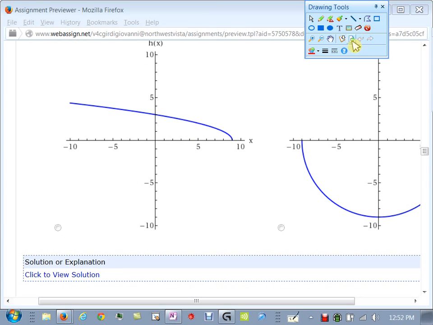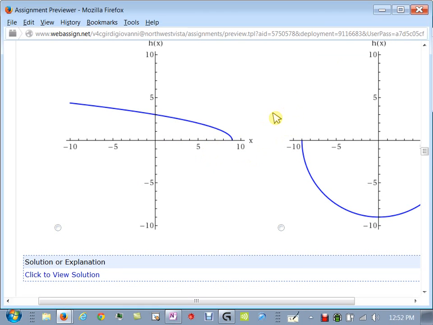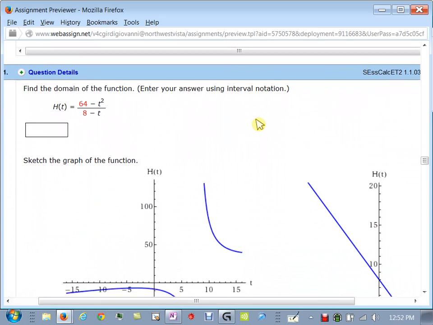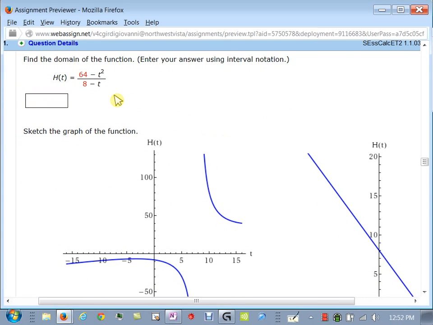Bring that back in there, clear that out. Find the domain of this function. Okay, domain of this is everything except 8, because you'll get division by 0.